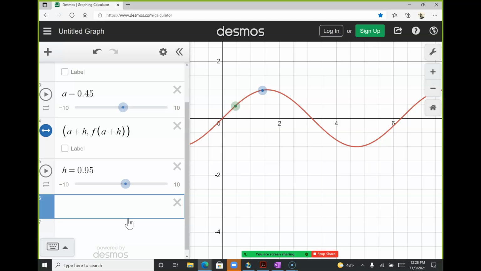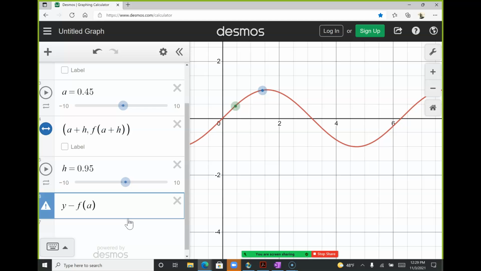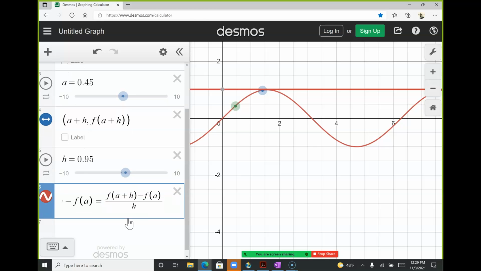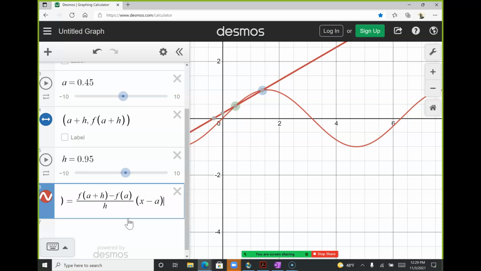Okay, let me put in that equation of the line. So y minus f of a equals my secant formula. Now I want to keep it as f. I don't want to change my function to sine. I want to keep it as a function of x, or a function of a and a plus h, right? So I need f of a plus h minus f of a, all divided by h. That's my slope, all times x minus a. And now I have my secant line.